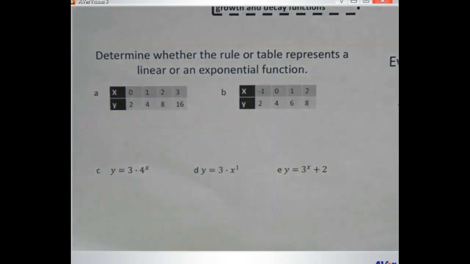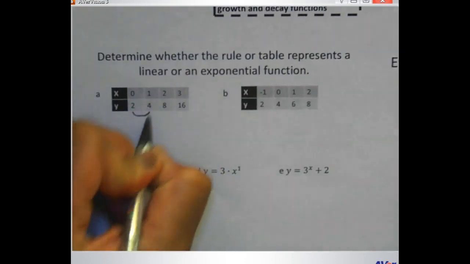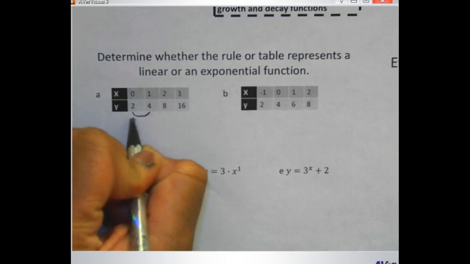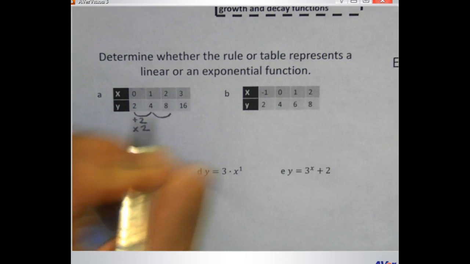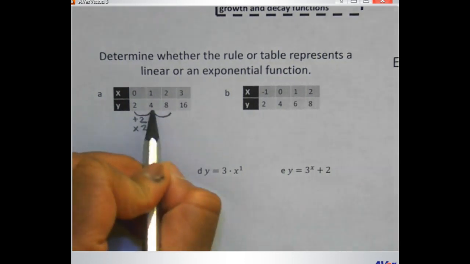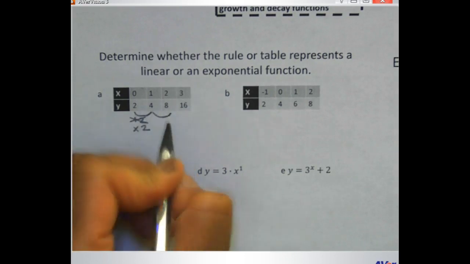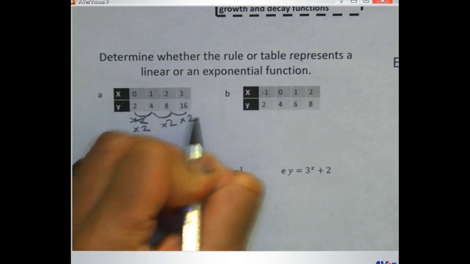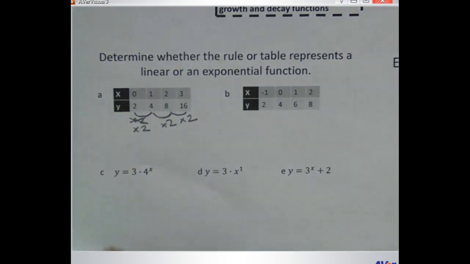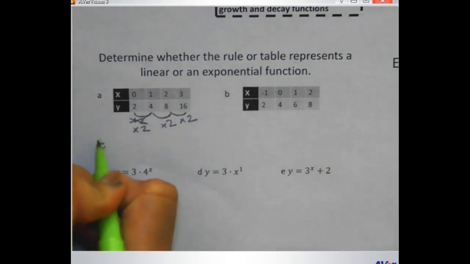So I'm going to look at this and determine, okay, well, what's happening from one to the next? Well, I could say that I'm adding 2, or I could say that I'm multiplying by 2. This can verify it for me. 4 to 8, well, adding 2 no longer works, but if I multiply by 2, I get it. If I multiply 8 times 2, I get the next term. Times 2 times 2 times 2. Therefore, this is, if it's multiplying, exponential.